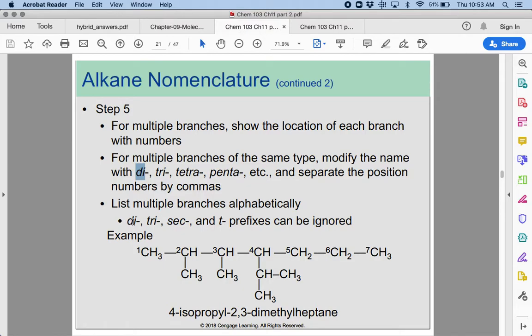So if I have dimethyl, it's still going to be the M. The di, tri, tetra don't count towards the alphabetical name of it. So let's look at what we got here. We have to find the longest chain first.